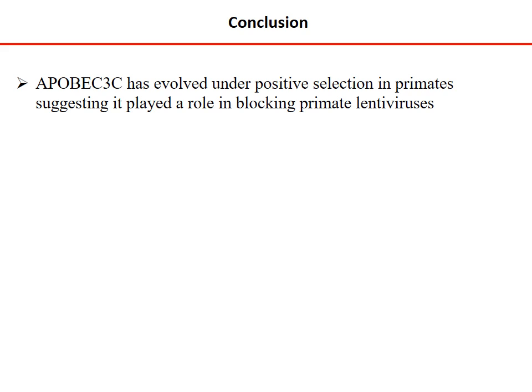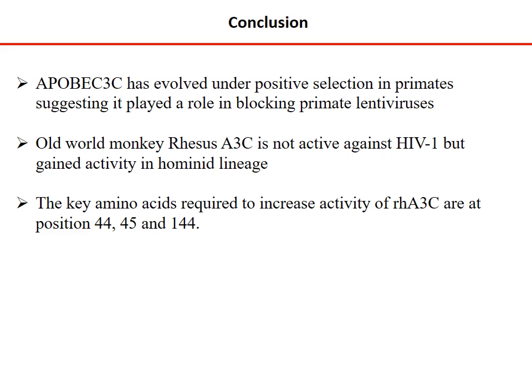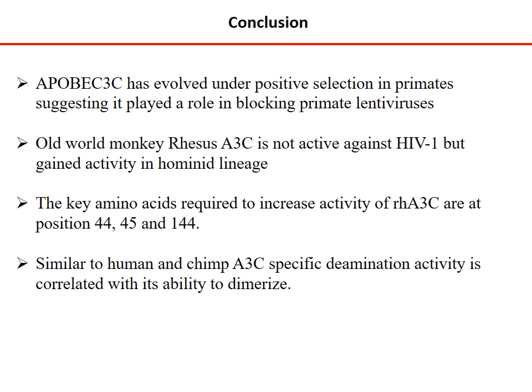To conclude, APOBEC3C has evolved under positive selection in primates, suggesting it played a role in blocking primate lentiviruses. Old world monkey rhesus A3C is not active against HIV-1 but gained activity in hominid lineage. The key amino acids required to increase activity of rhesus A3C are at position 44, 45, and 144. Similar to human and chimp, A3C specific deamination activity is correlated with its ability to dimerize.